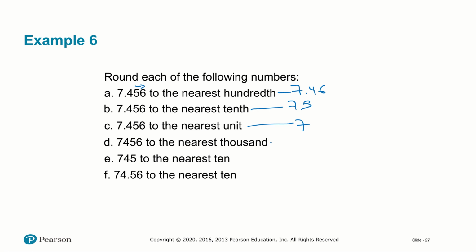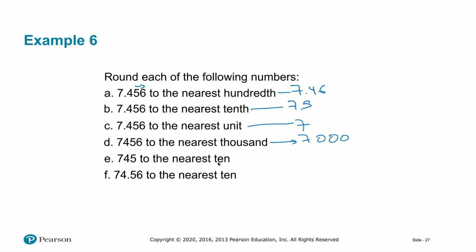Now 7,456, we want to round this to the nearest 1,000. We know this is the ones, this is tens, this is hundreds, this is thousands, right? So this is the digit we want to round to, and we look to the right of it, it's a 4, so we're going to round down. So this time, this stays 7, and they all become zeros. But these zeros don't go away because they're before the decimal, right? So this rounded to the nearest 1,000 just becomes 7,000.